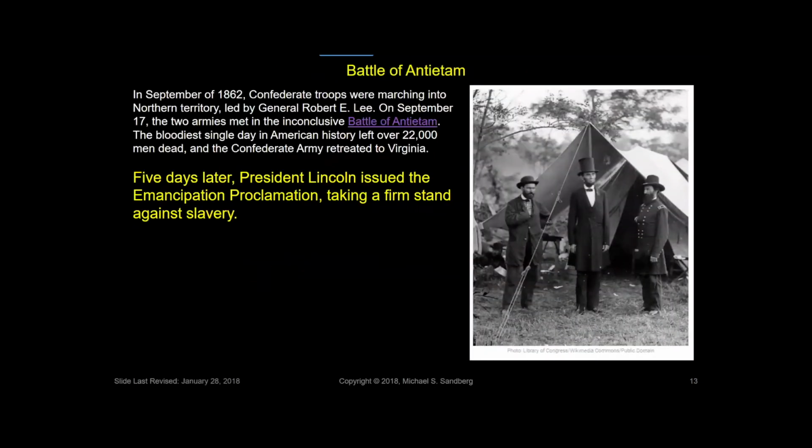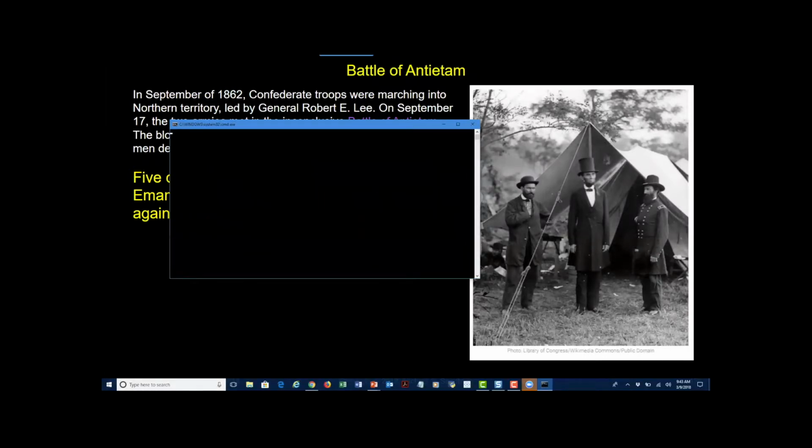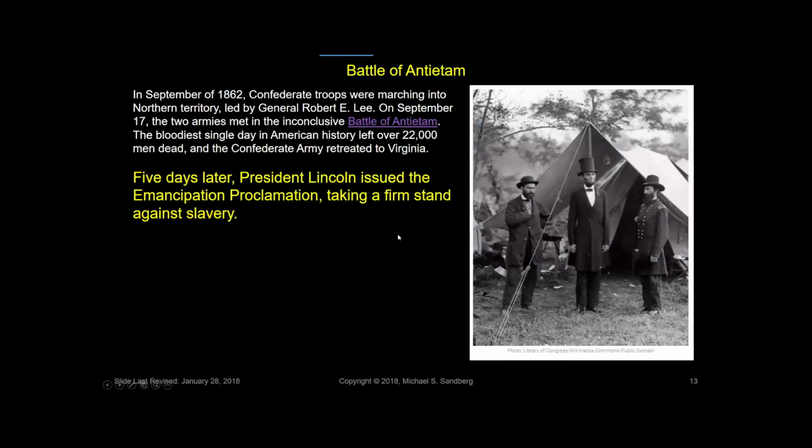So again, we're in the middle of the Civil War, and Robert E. Lee in 1862 led a whole group of troops into the Northern Territory, and you had the Battle of Antietam. This battle is significant in that over 22,000 men died in it. And then, of course, Lee and his army retreated. This was the most losses in a single day in American history in a war battle.